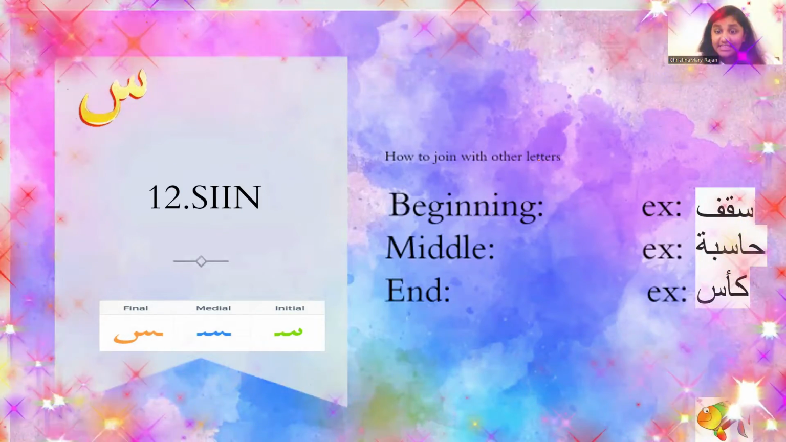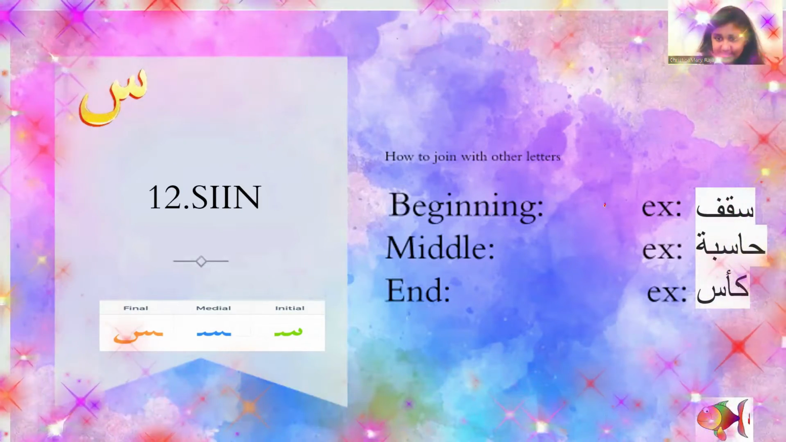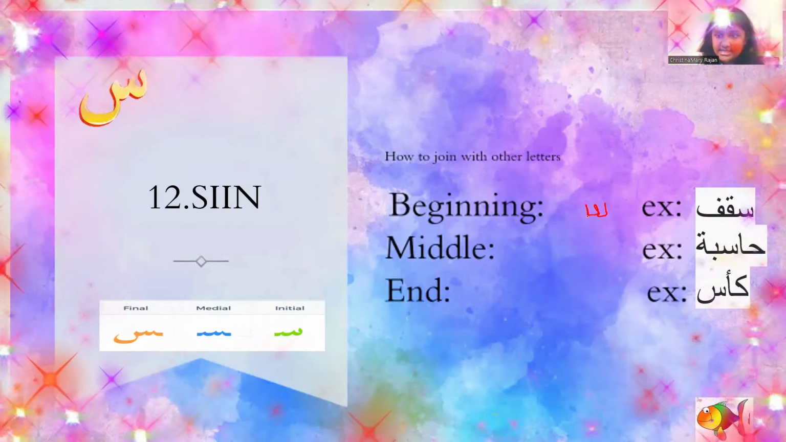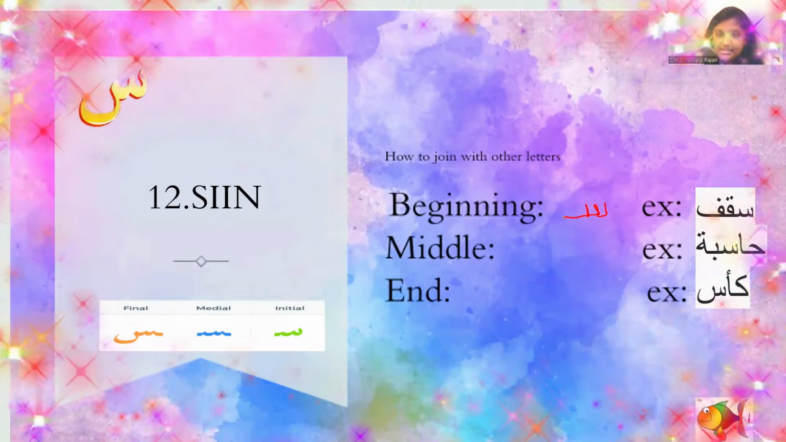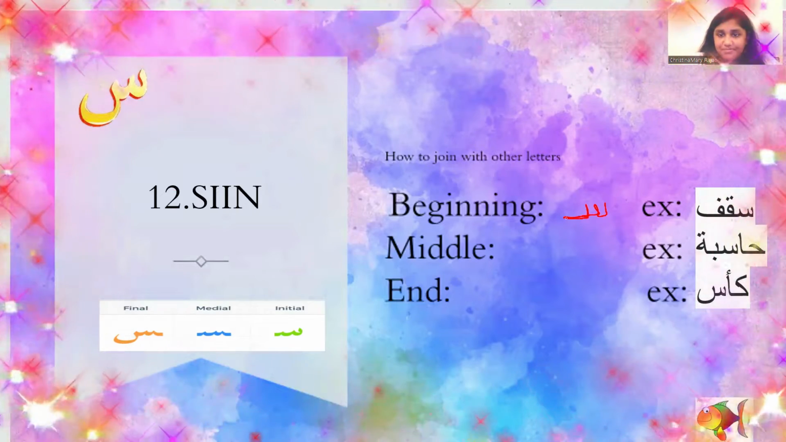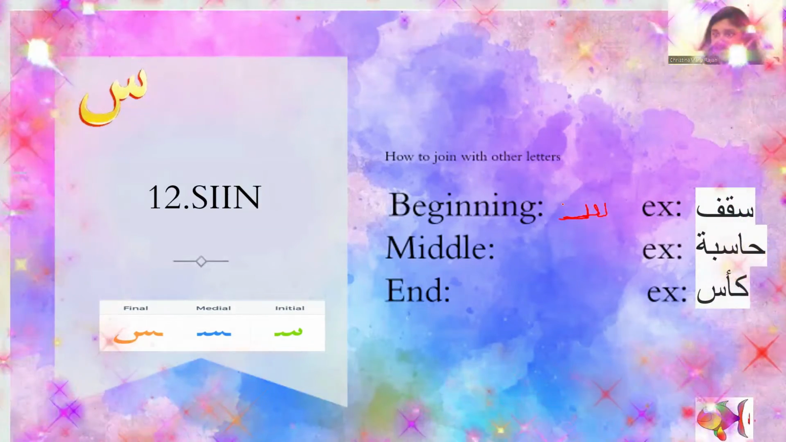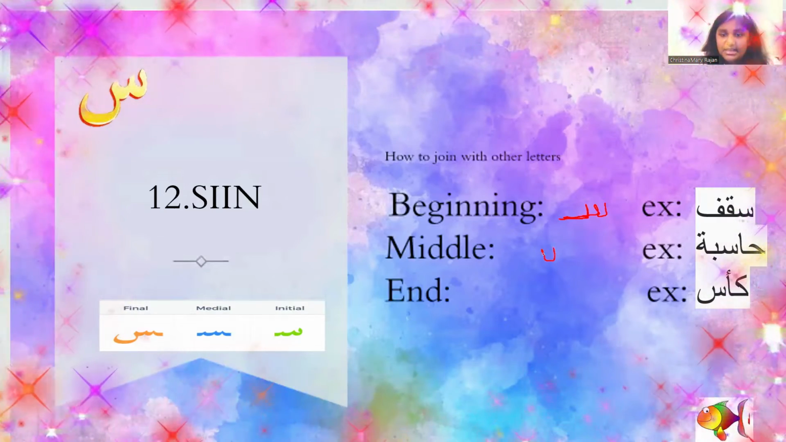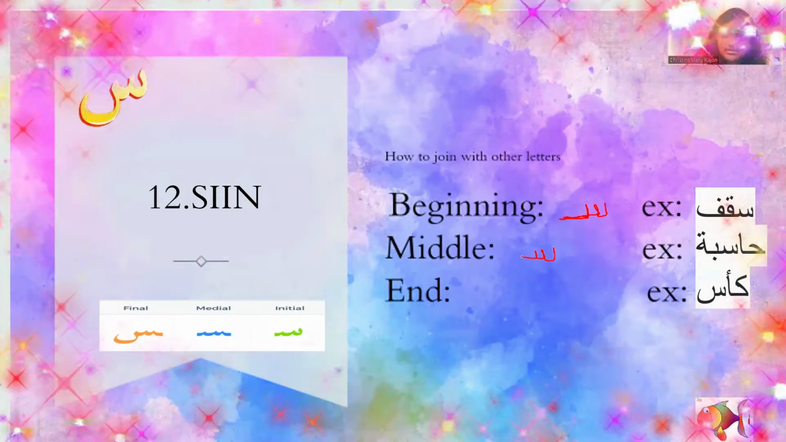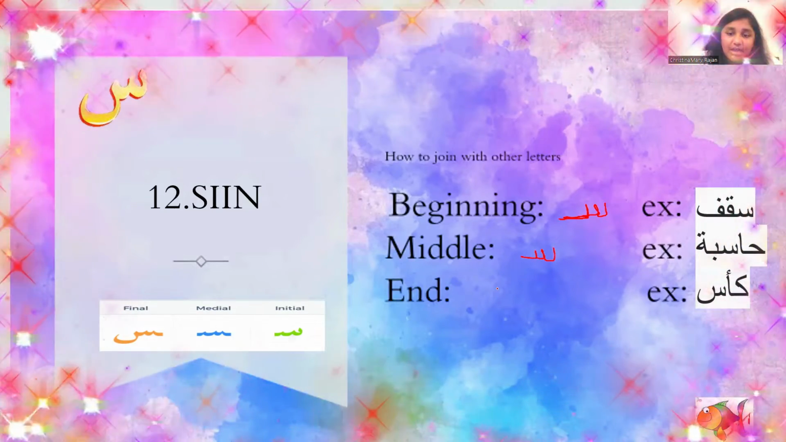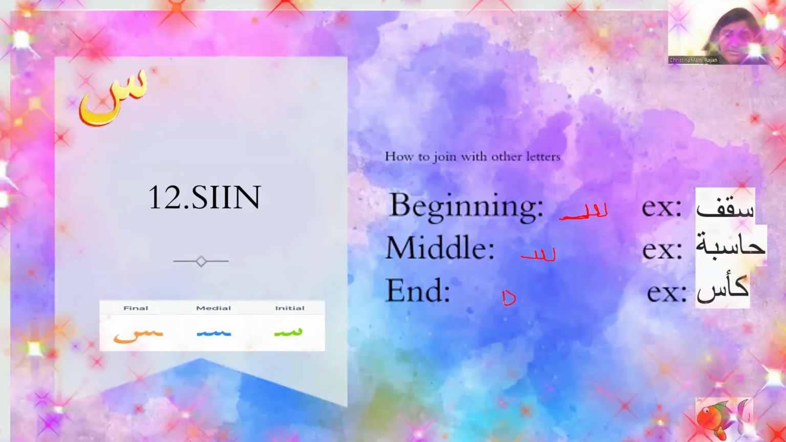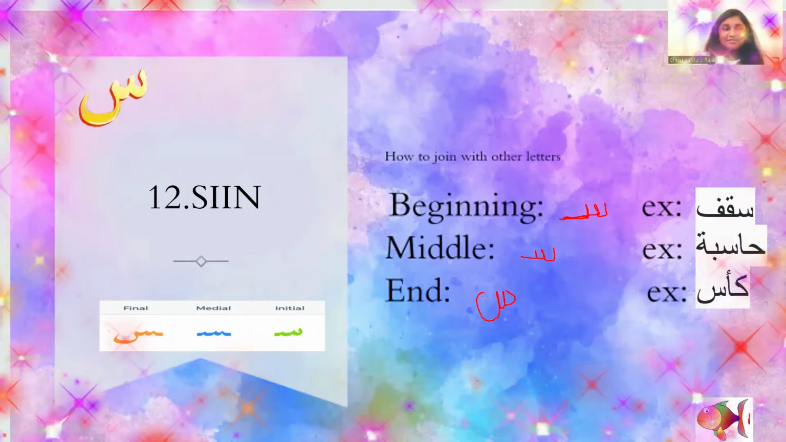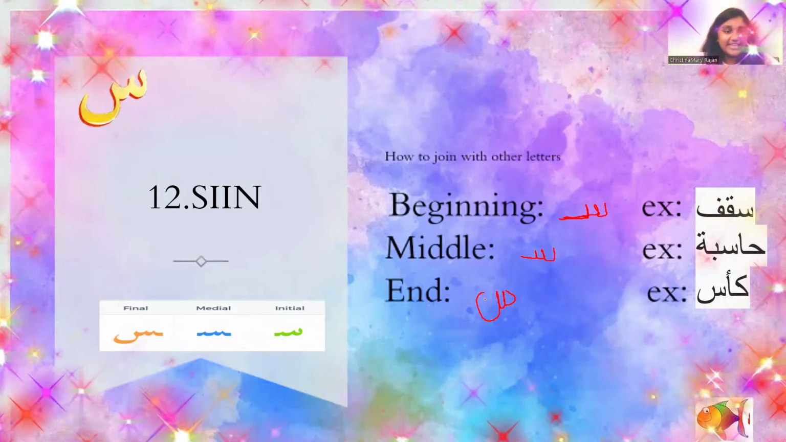Now in the beginning, let's see how we join it. Sa, like this, and nothing else. It's like this, a dash. So it can connect to the next letter. In the middle, it's the same thing, sa like this. And at the end, Seen will be the full one. Get it? Now let's go to its next letter.